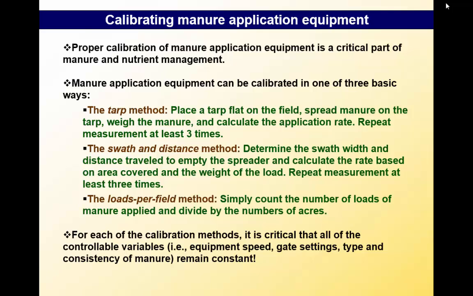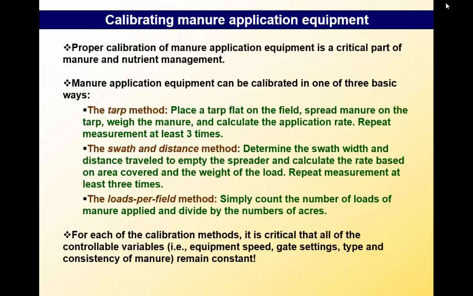You measure the distance traveled, the width of that swath, the total amount of manure in that spreader, and you have the amount you applied that way. And then there's the loads per field method. You know the acreage of your field. You calculate how many loads it took you to spread that, and you divide by the number of acres. There's an obvious problem with that. If you're wrong by the time you're done, you did the wrong application rate.